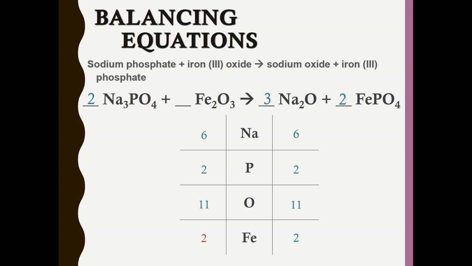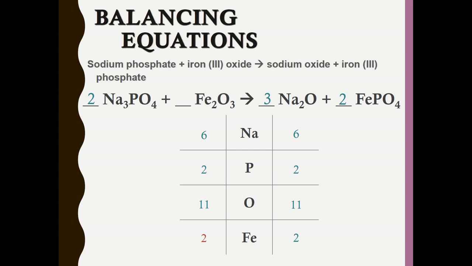So let's use the first technique. Make 3 columns. In the middle column, we're going to write down all the elements that we are going to be using. I have Na, P, O, and Fe. So on the left side, I have 3 sodiums. On the right side, I have 2 sodiums. For phosphorus, I have 1 on both sides. For oxygen, I have 7 on the left side and 5 on the right side. Iron is 2 on the left side and 1 on the right side.